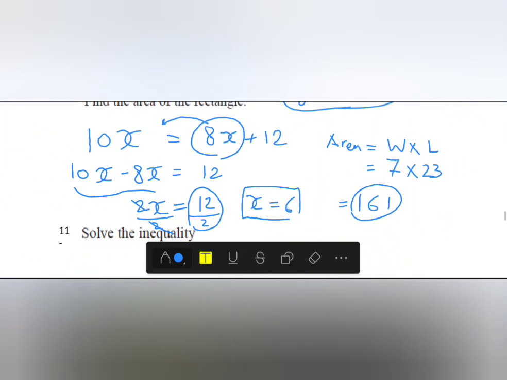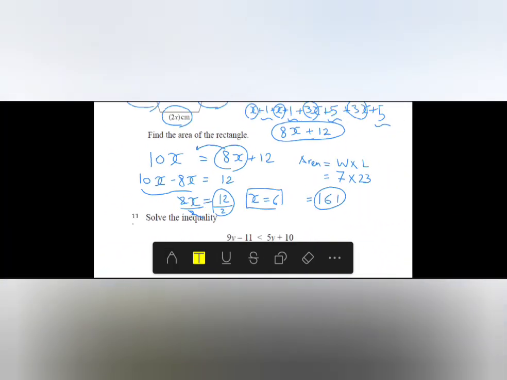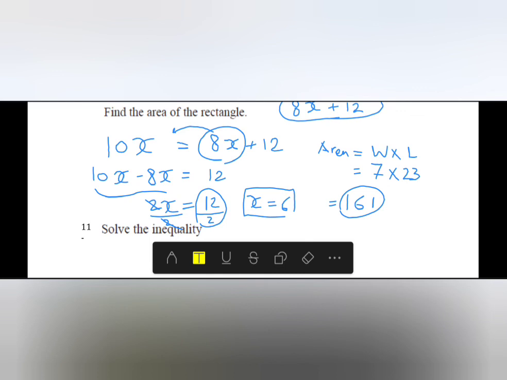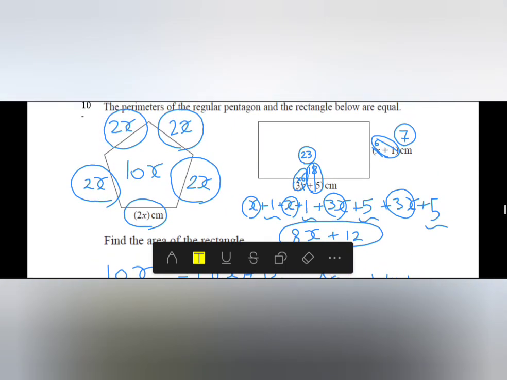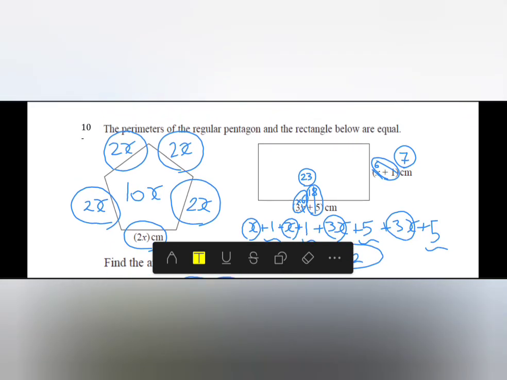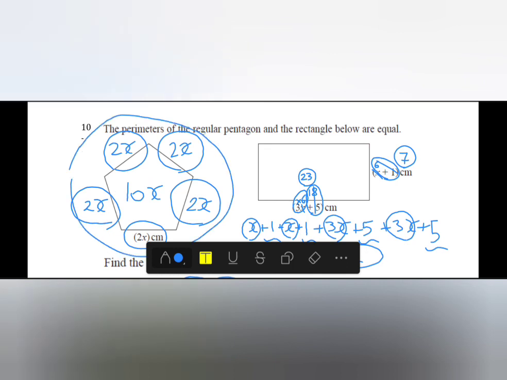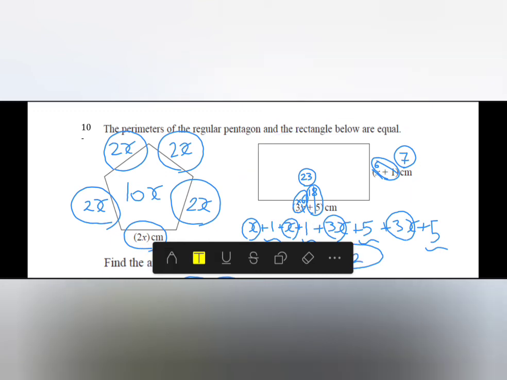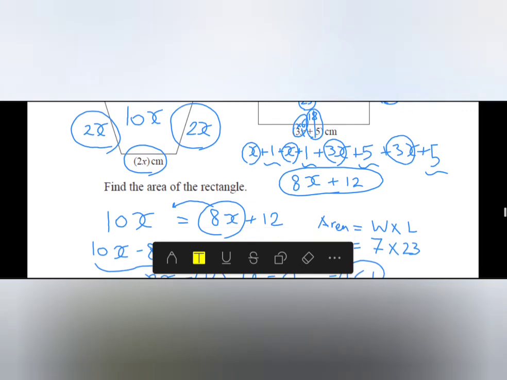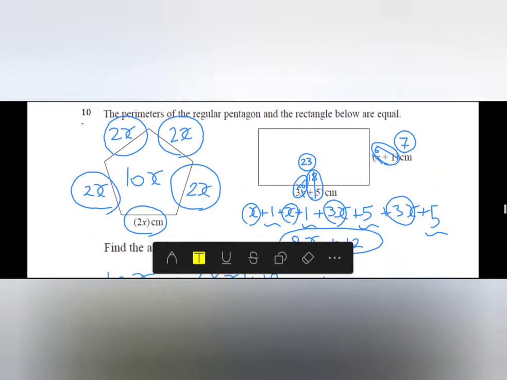And this is how you answer a question like this. As I told you, some questions can be long and they need a lot of steps like this one. So first thing we did is what? We found the perimeter of the pentagon. By what? By adding all the sides together. And then we found the perimeter of the rectangle by adding all the sides together. And we made them equal because they told us that they're equal.